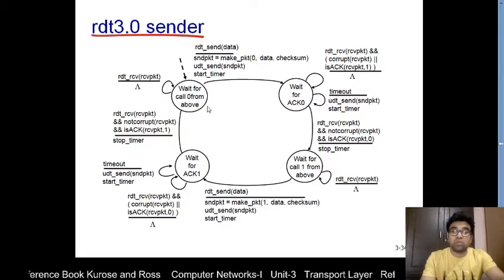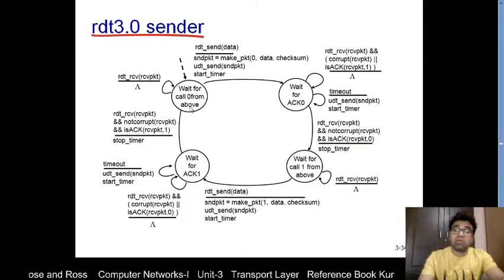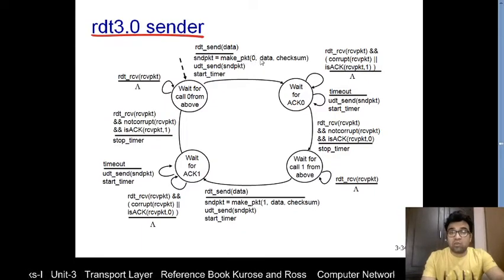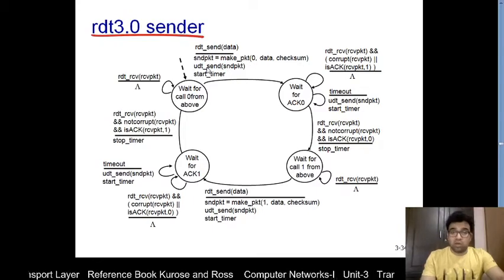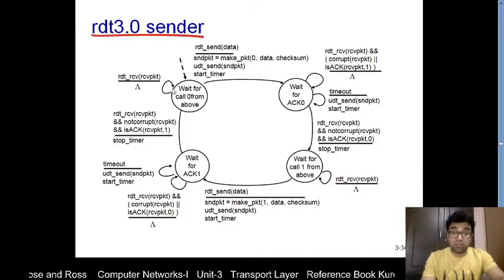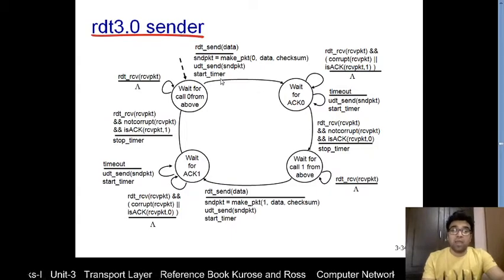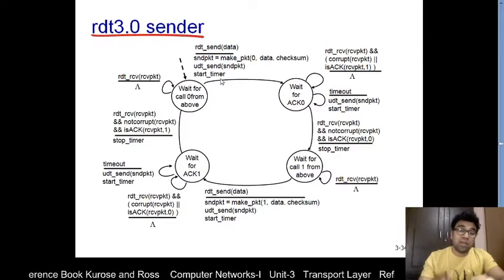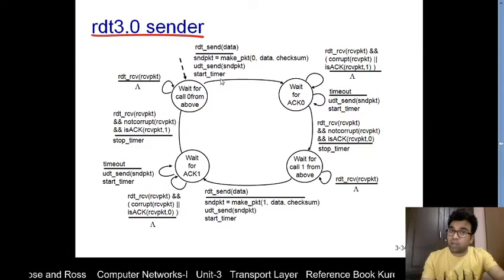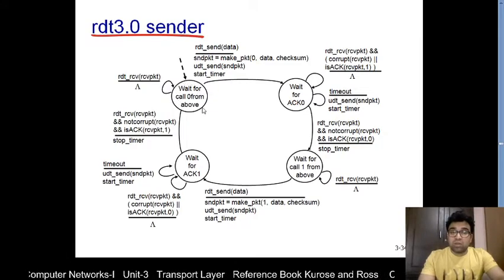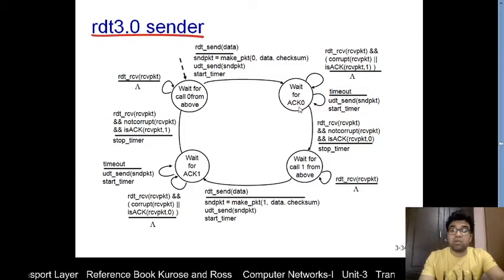You can see over here, we start with this particular state, wait for call 0 from above. That means we are waiting for segment number 0. Once we get the data, our transport layer creates a segment along with the sequence number and checksum, and sends it through the unreliable data transfer protocol. But this time you see one more thing: once your data is sent from the sending side to the receiving side, you start a timer for that particular packet, and if the timer times out, only then can you retransmit that packet. Once your data is sent, you flip your state to wait for the acknowledgement for segment number 0, which you just sent.